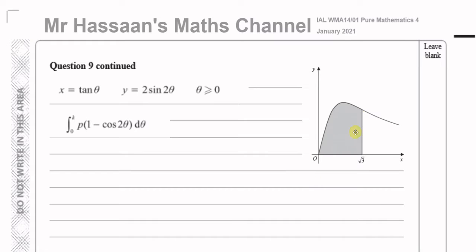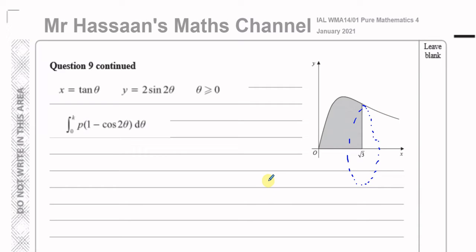I've just taken a screenshot of the diagram and the information on the next page, so I have enough space. Basically what we have to do is take this shaded area and rotate it 360 degrees around the x-axis. It's like wrapping around the x-axis. It becomes three-dimensional now. I'm going to show you a little animation that might make you understand it better.